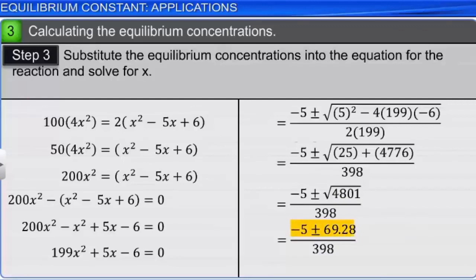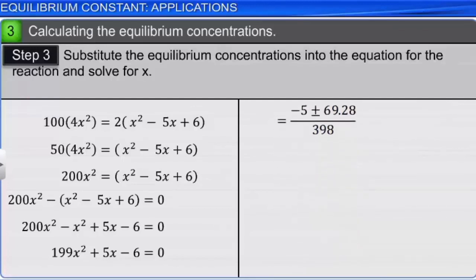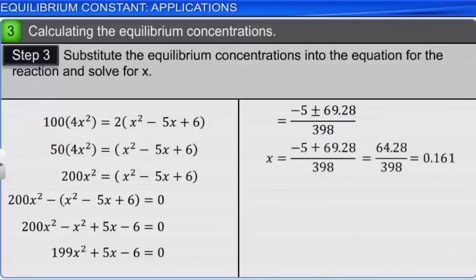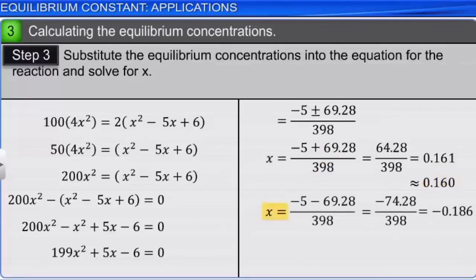This can be written in two forms. One form is x is equal to minus 5 plus 69.28 divided by 398, which is equal to 0.160. The other form is x is equal to minus 5 minus 69.28 divided by 398. This becomes equal to minus 74.28 divided by 398, which is equal to minus 0.186. As concentration cannot have a negative value, it is clear that the correct value of x is 0.160.